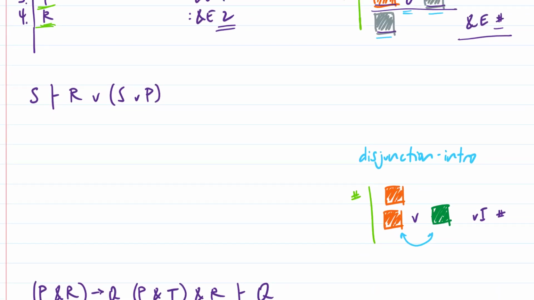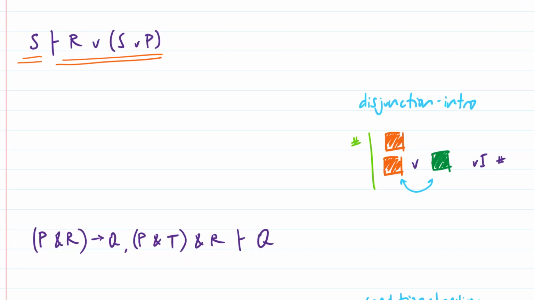Okay, next, we have this argument here. Now in this case, our premise is S, and this whole long thing here is our conclusion, R or S or P. Okay, but we start the same way. Put our premise, indicate that it's a premise. Okay, we put a vertical line to the left of our premise, and then a line under our premise.